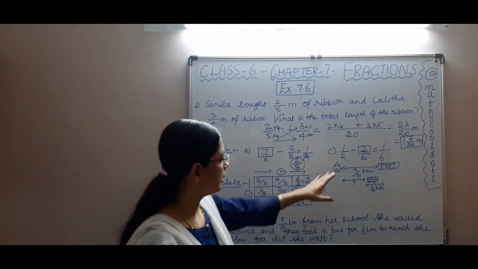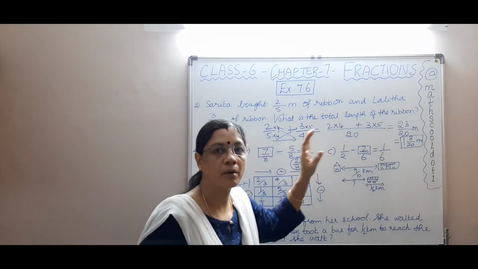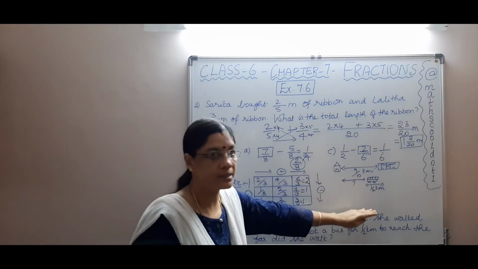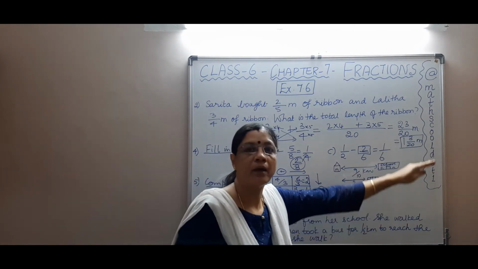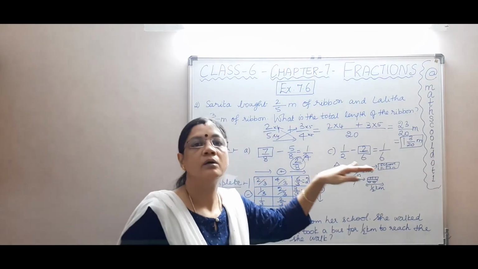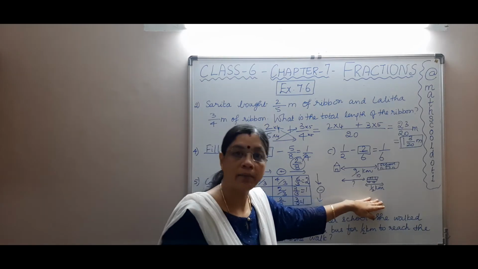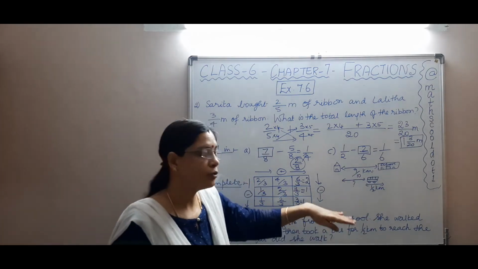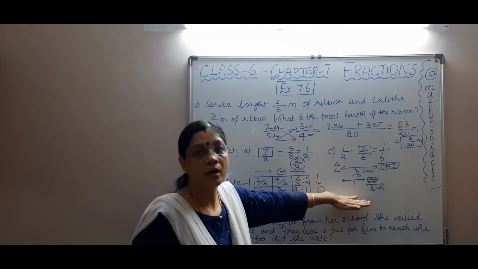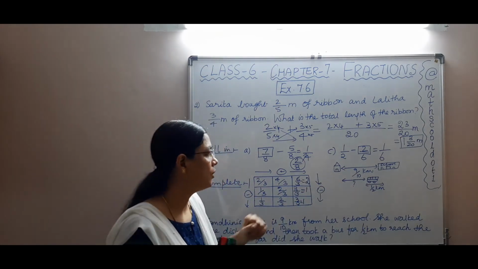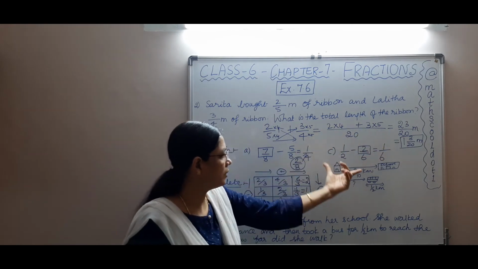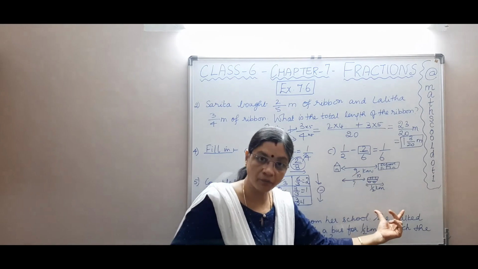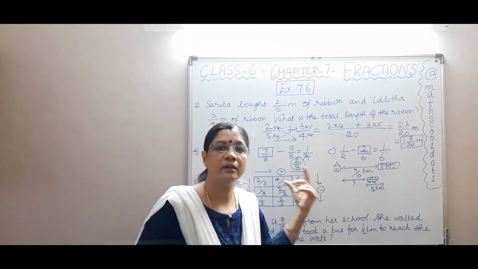Okay, so 9 by 10 kilometers is the distance from her house to school. She walks for some distance first, and then she takes a bus to reach the school, so the distance covered by bus is half a kilometer. So you need to find the distance she walked. So how do I do it? You are given the total distance, and you are given part of the distance. So you need to find the remaining distance.